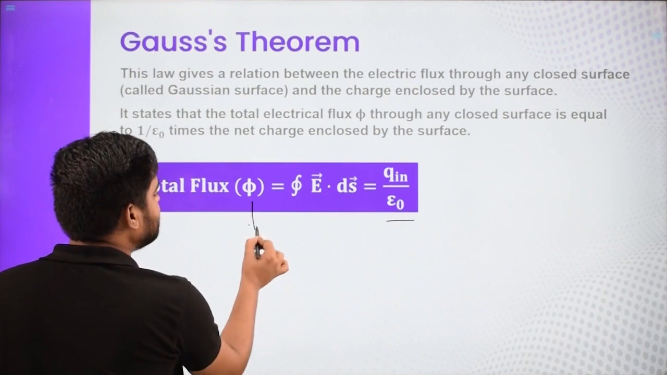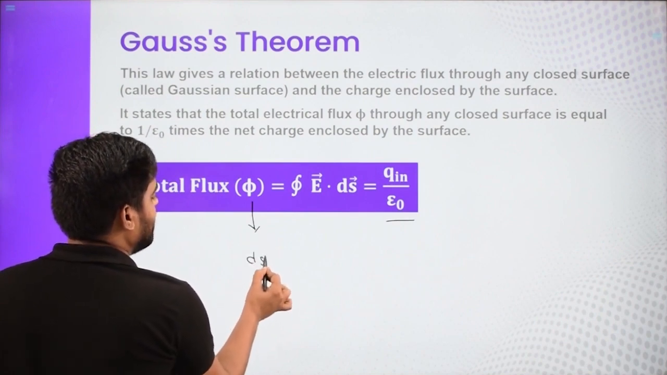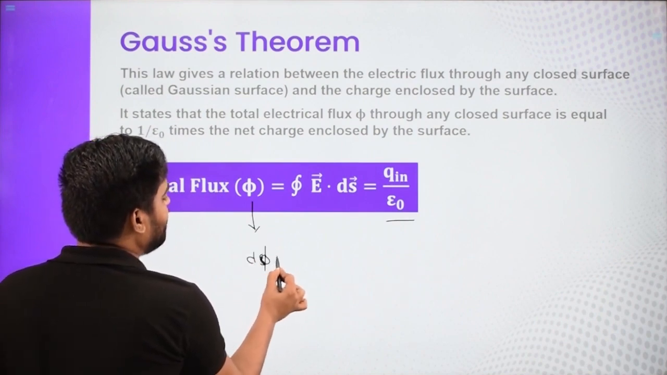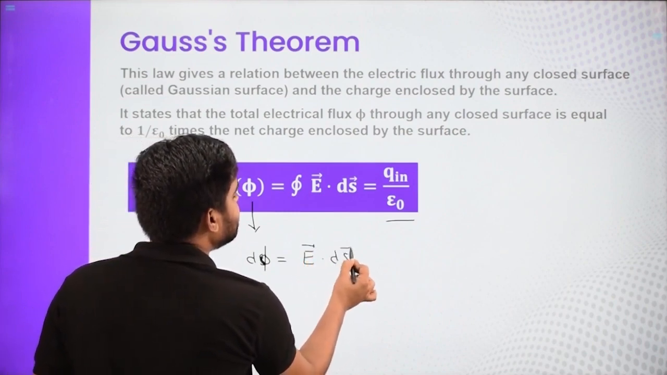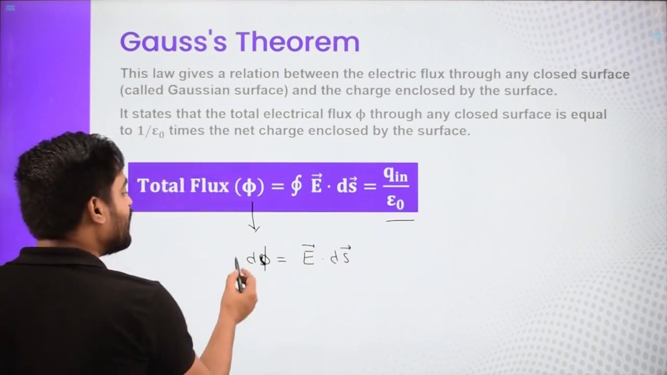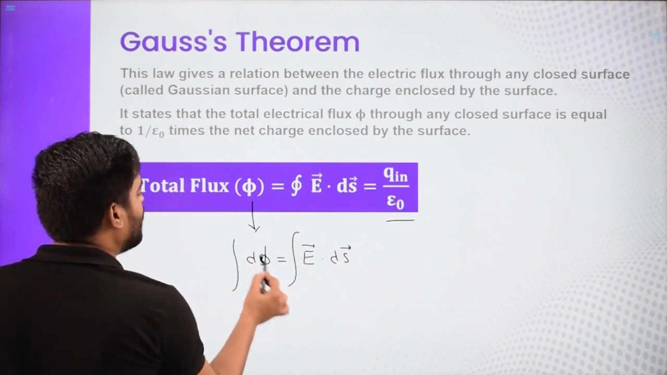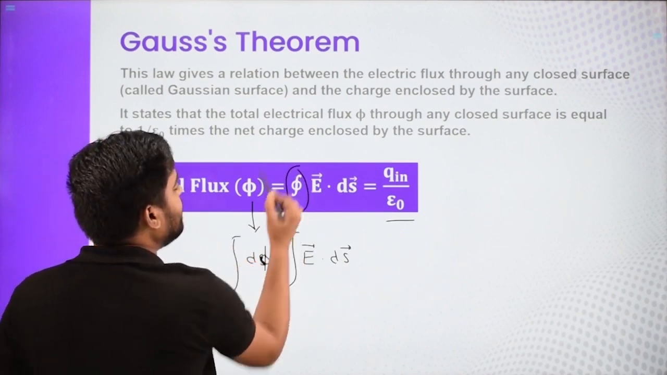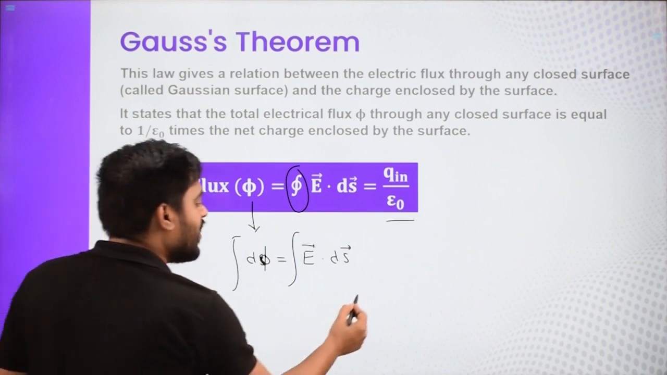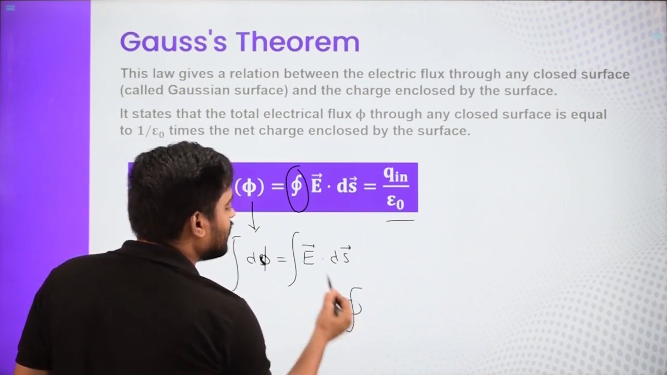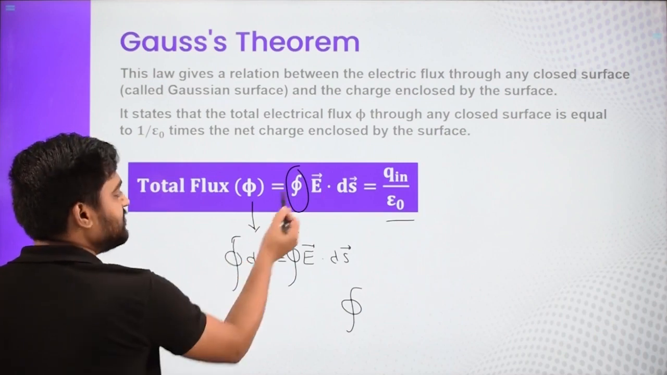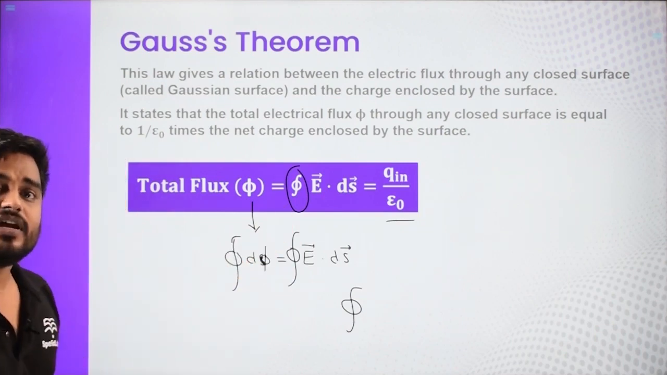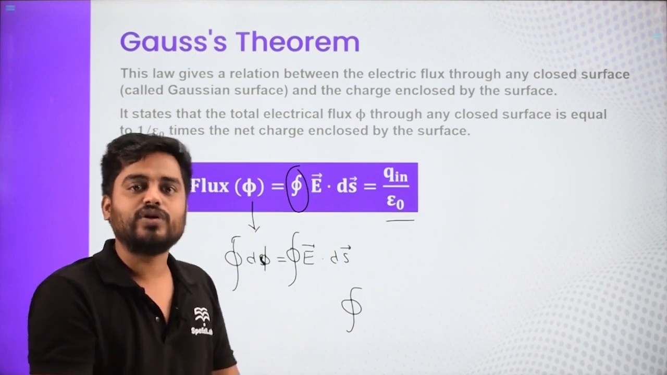And how do we write flux? We were saying that the very small flux d phi is nothing but E dot dS. This is how flux is defined. Now, if you want to get the total flux, then integrate both sides. And what is this closed integral sign? It means you have to integrate throughout the entire closed surface. It is nothing but integration, but over the whole closed surface.